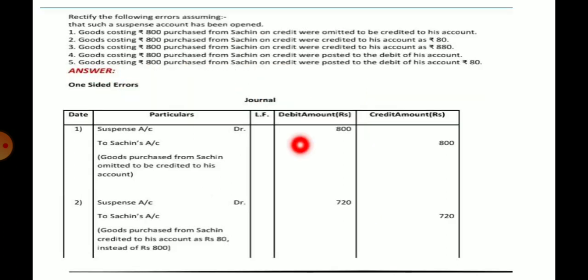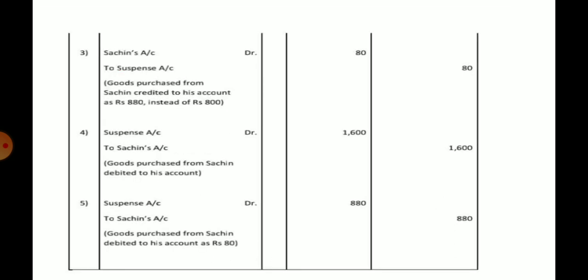Now the fourth transaction is goods costing 800 purchased from Sachin on credit were posted to the debit of his account. So this time we posted it in the debit. So now we will rectify by debiting Sachin's account and debiting the suspense account.